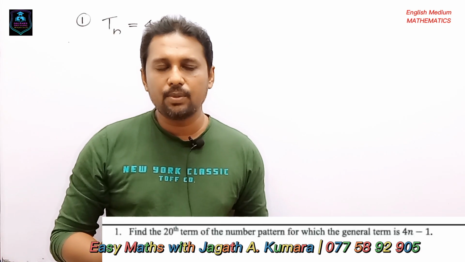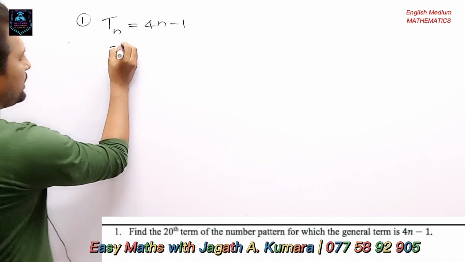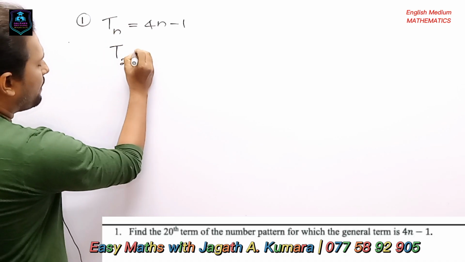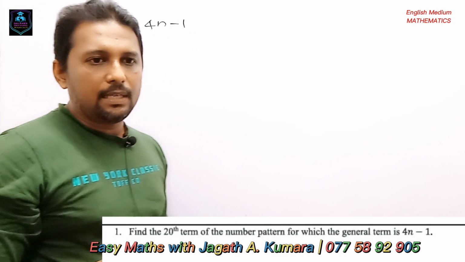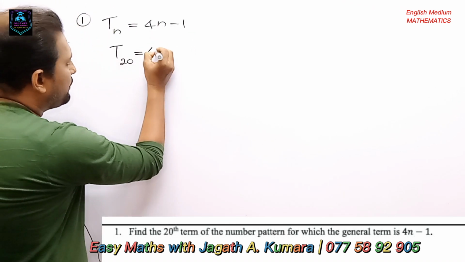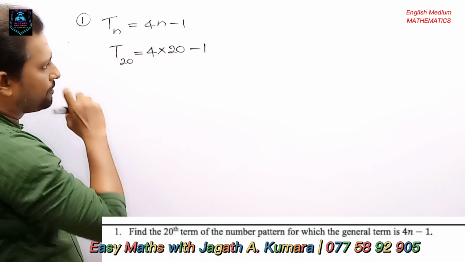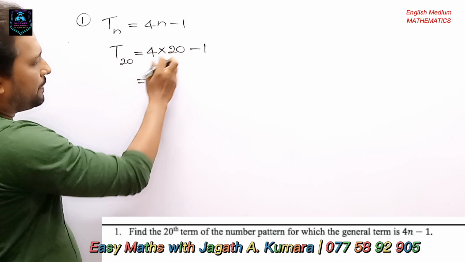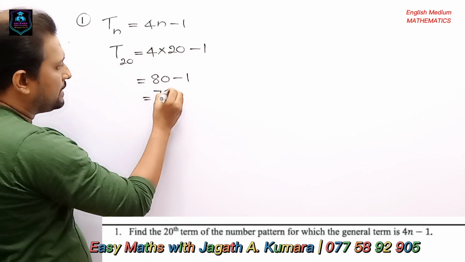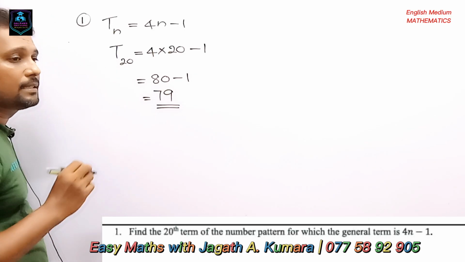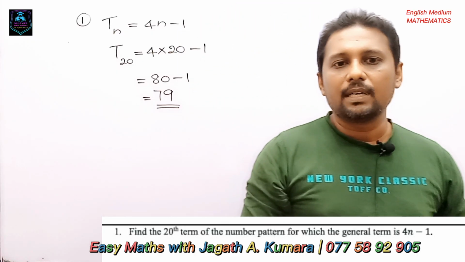The term is the 20th term, so n equal 20. So you have to find T20. Right? If you want to find the 20th term, you have to substitute n equal 20. Then for n, 4 multiply n, n is equal to 20, minus 1. 4 multiply 20, 80. 80 minus 1. So the answer is 79. Right? The 20th term of the number pattern is 79.